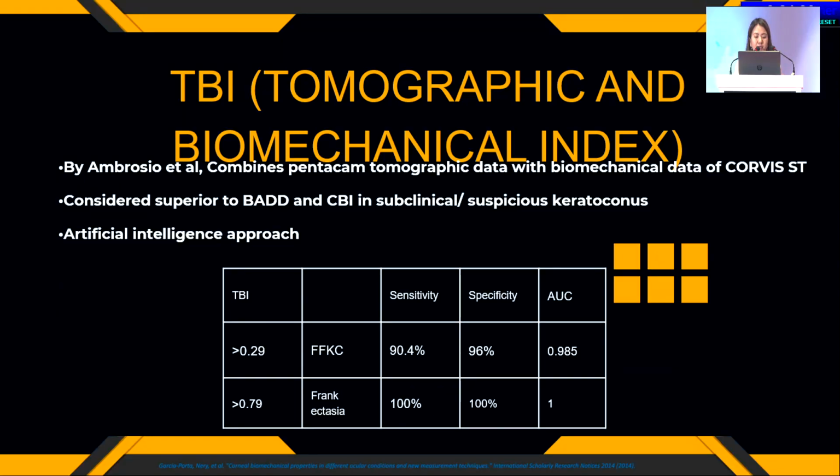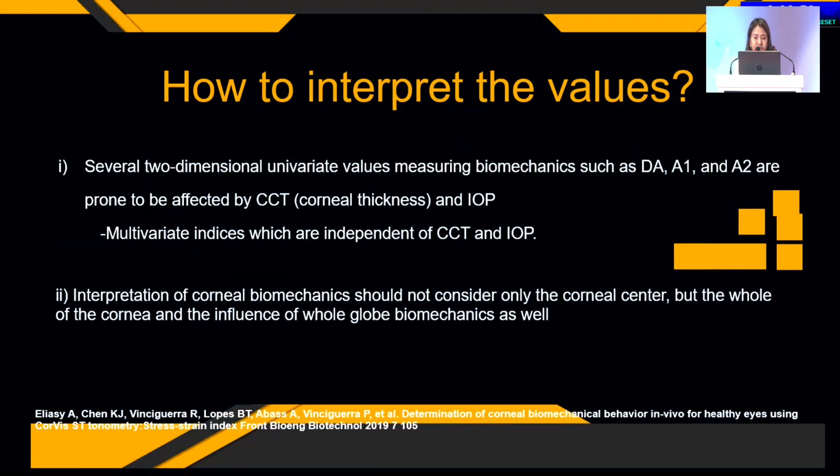So TBI is another index. A value of more than 0.29 is sensitive for fresh keratoconus, and more than 0.79 is seen in frank ectasia. But since there are so many parameters, we need to know how to interpret these values. It has been shown in studies by Elsheikh et al. that the univariate parameters, like the deformation amplitude, the first applanation pressure, second applanation pressure, etc., can be affected by the corneal thickness and the intraocular pressure. So it will not give us the actual value or the real value that we can stick onto.